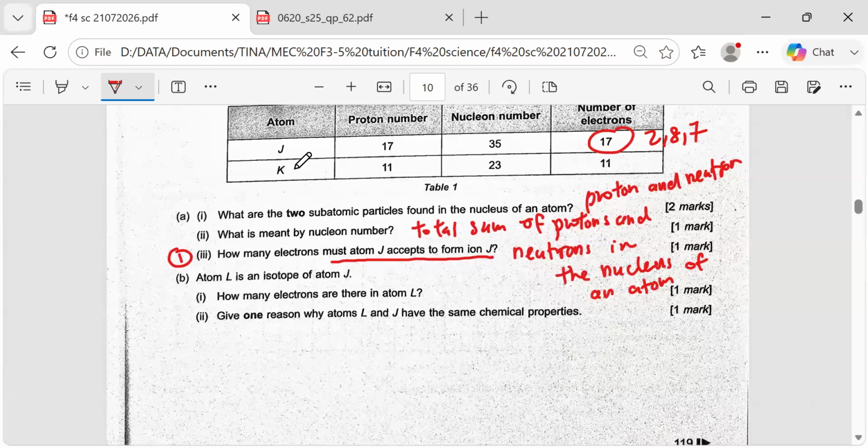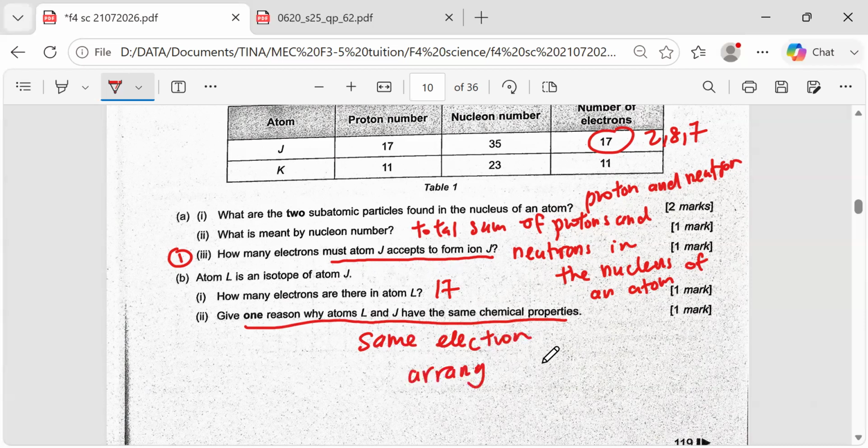L is an isotope of J. How many electrons are there in L? Isotopes will have the same protons, same electrons. 17. Give one reason why atoms of J and L have the same chemical properties. Same electron arrangement. As long as the electron arrangement is the same, the chemical properties are the same. Get it? Can? Okay. The rest of the paper I've already finished doing. Okay, so please refer to last week's video.